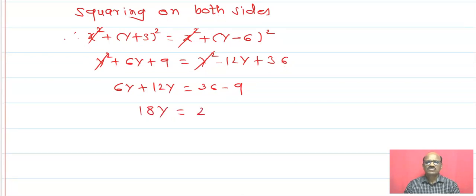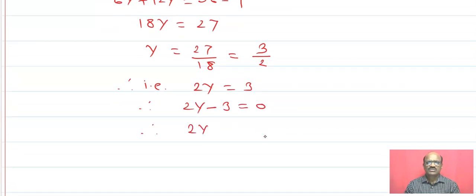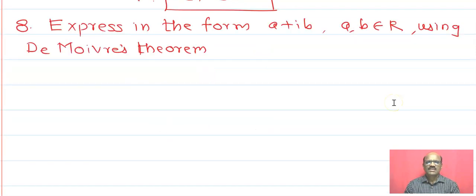18y is equal to 27. And that's why y is equal to 27 upon 18, that is y is equal to 3 by 2. That is 2y is equal to 3, that is 2y − 3 is equal to 0. And this is the locus.